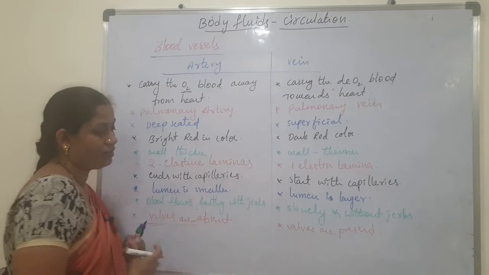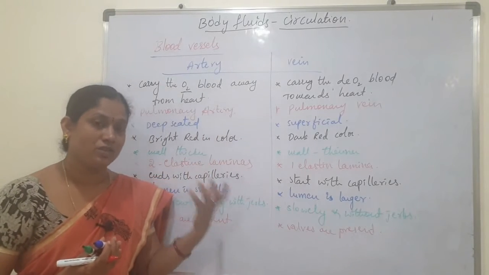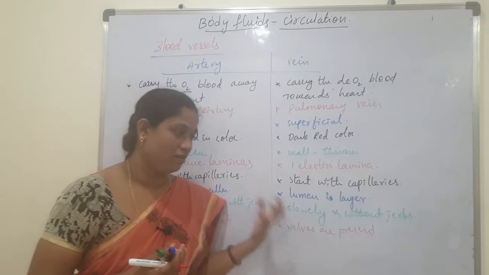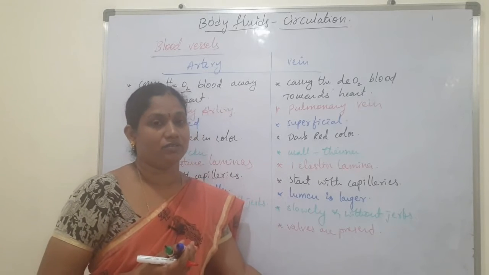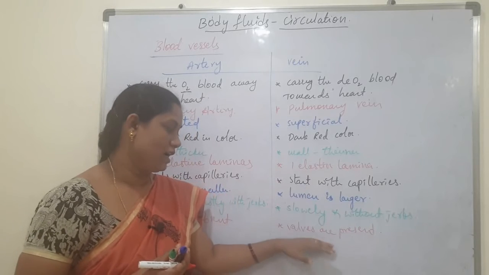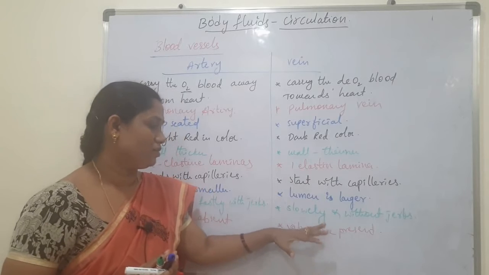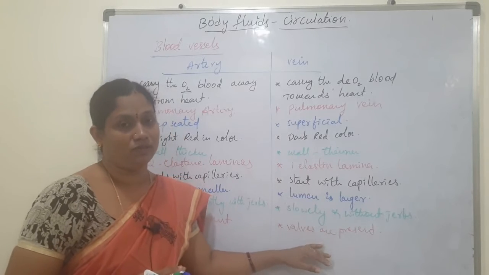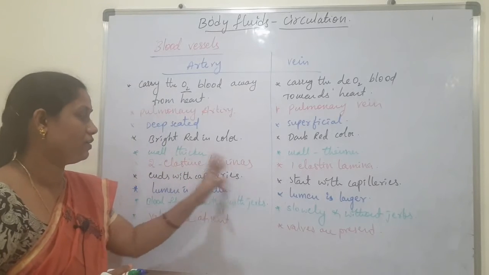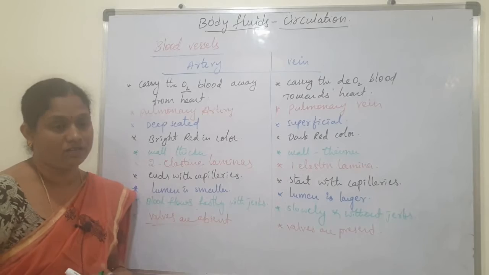But veins collect the blood from different parts of the body, so there is no force. So the blood may pass in the backward direction. To prevent the backward flow of blood, veins have valves. So these are the differences between artery and veins. Okay.